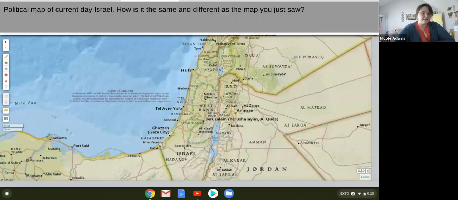Okay, this is the last slide. We're almost done. This is Israel's area today. See how this compares to the map you just saw. If you have a printer, it might even help for you to print them out and look at them side by side. Or if you're able to look at them side by side on your computer screen, that would also be a good thing.